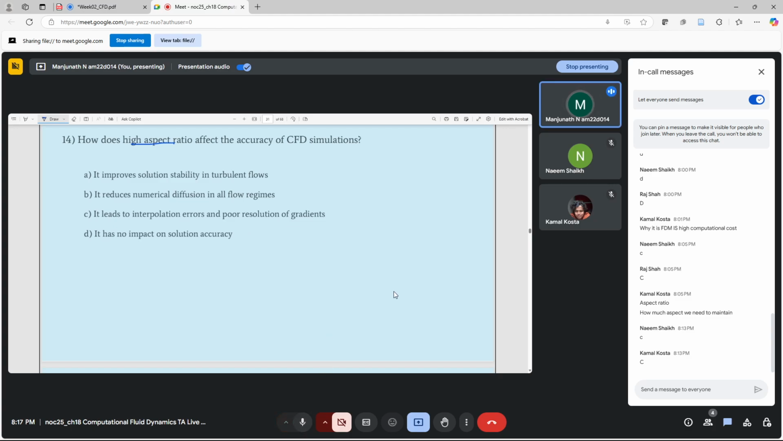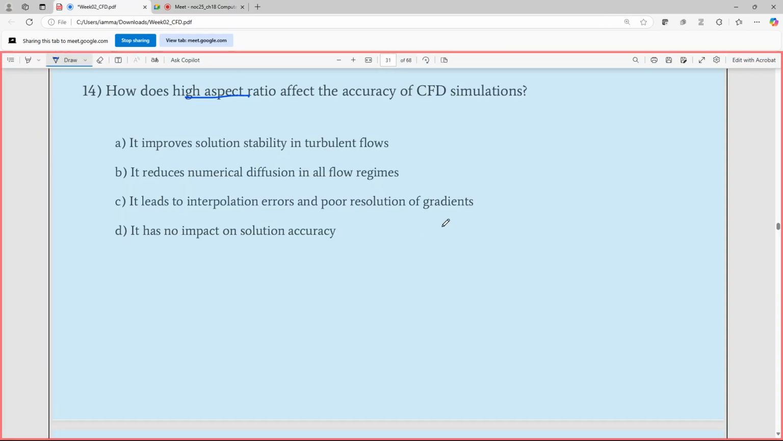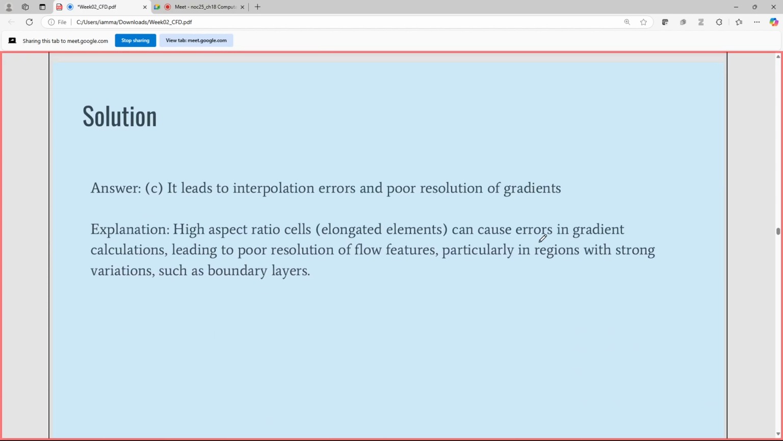Yes, the answer is option C. It leads to interpolation errors and poor resolution of gradients. So these high aspect ratio cells are called elongated elements, also called spaghetti elements or spaghetti cells. These spaghetti cells can cause errors in the gradient calculation because you can see this. If we take one element like this, we are connected to other elements through this direction.